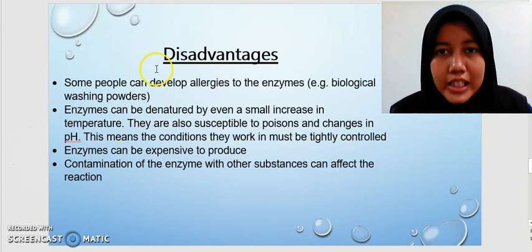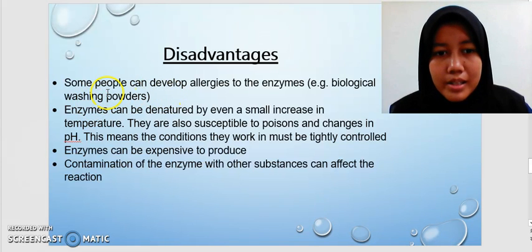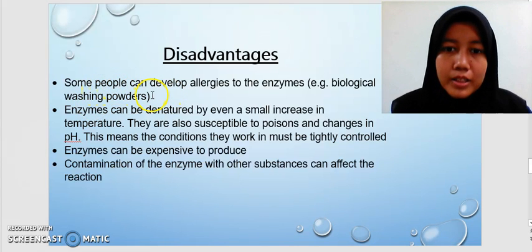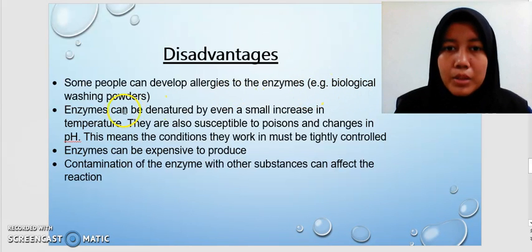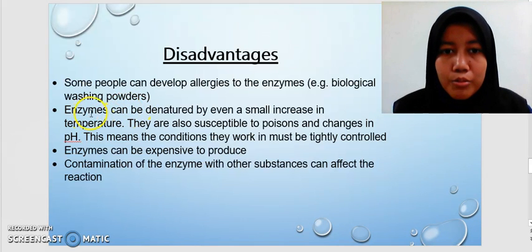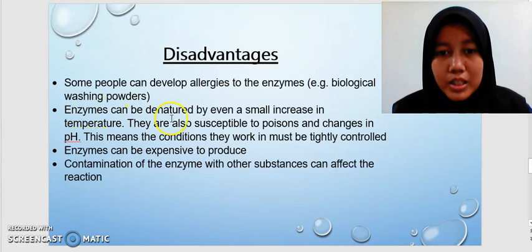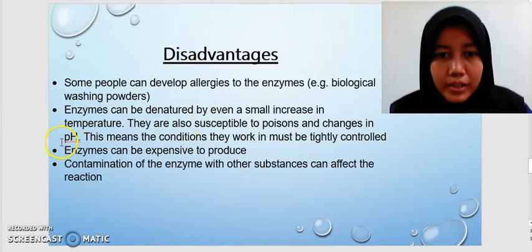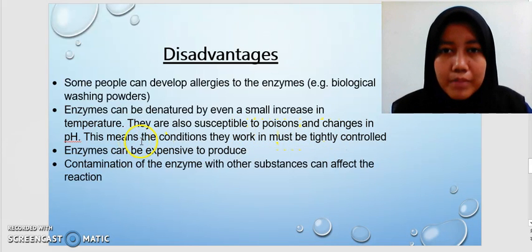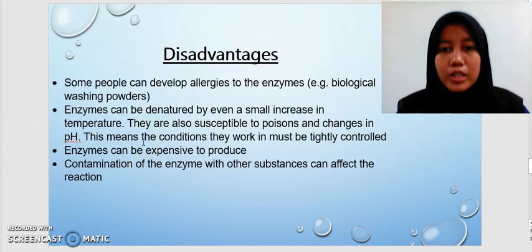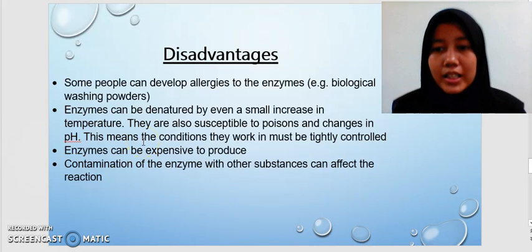The disadvantages of food enzymes: some people can develop allergies to the enzymes. An example is biological washing powders. Second, enzymes can be denatured by even a small increase in temperature. They are also susceptible to poisons and changes in pH. This means the conditions they work in must be tightly controlled.